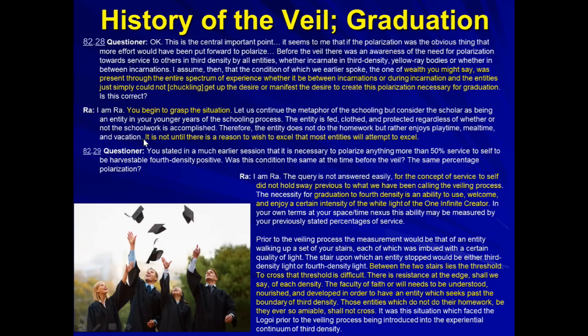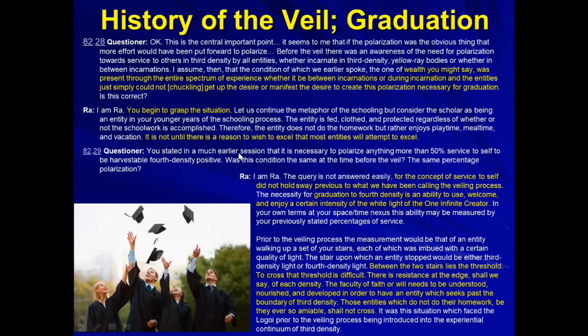So there, again, we get that metaphor of we just had a lot of good fun and didn't do the schoolwork. We didn't put forth the effort. It is not until there is a reason to wish to excel that most entities will attempt to excel. What a very profound statement. And that's the bottom line right there. The veil gave us that reason. We are now in darkness and didn't understand. It also created a lot of other scenarios that we deal with in third density, but that was one of the reasons the veil came about, because we were a scholar that never became the scholar because they just played around in school. They didn't put forth the work, is kind of Ra's metaphor.